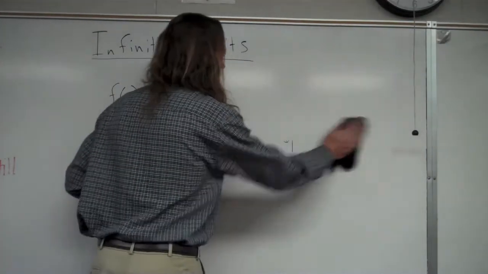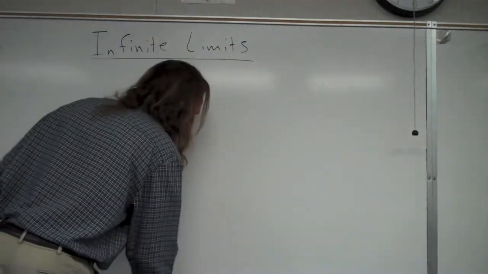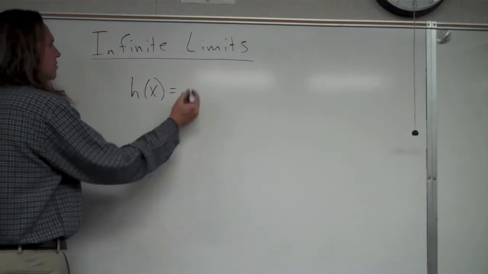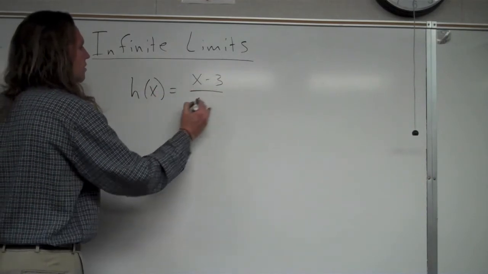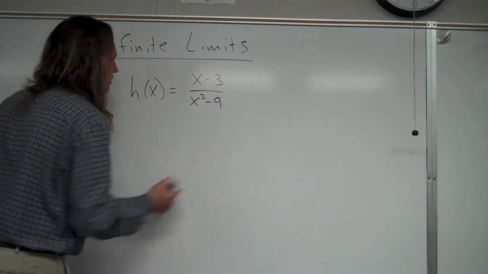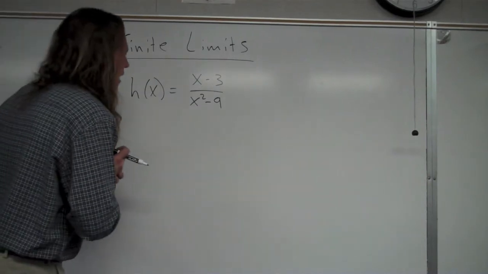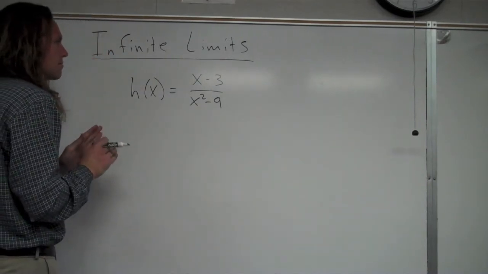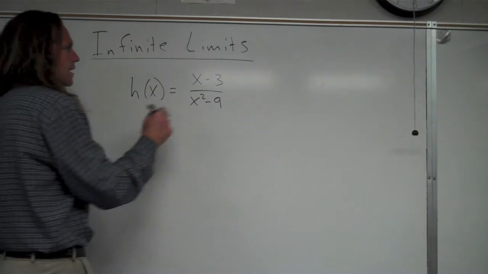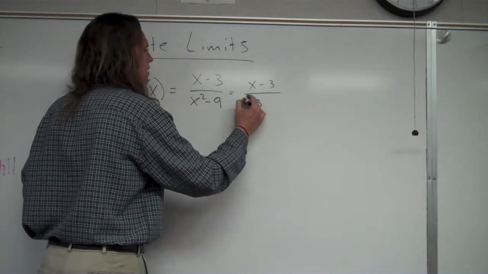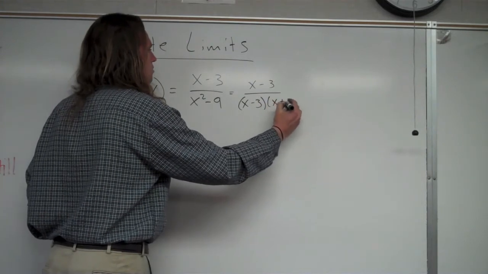Okay? Now, let me just give you another quick example of that. Say we had a function h of x is equal to x minus 3 over x squared minus 9, for instance. Now, you do have to be careful here, and again, what we're doing is looking for where this function has a vertical asymptote. And you have to be careful knowing what's going on the top here. So let me just factor the bottom to make it easier to look at. x minus 3 times x plus 3.